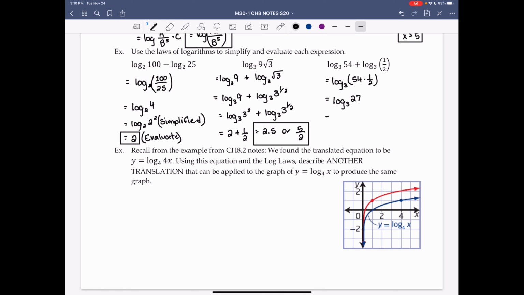27 is a power of 3. We can write log base 3 of 3 to the power of 3. Then we can evaluate. Log base 3 of 3 to the power of 3 equals 3.